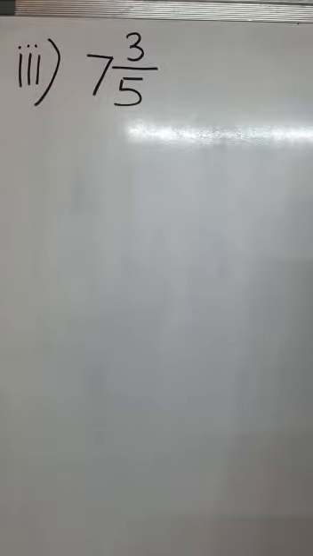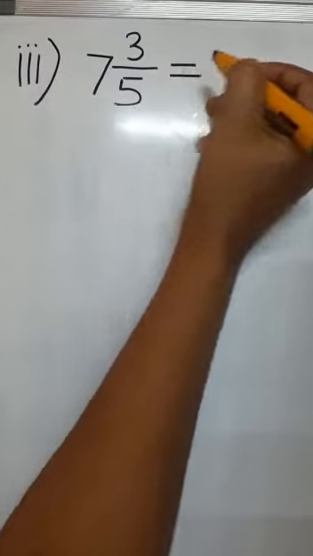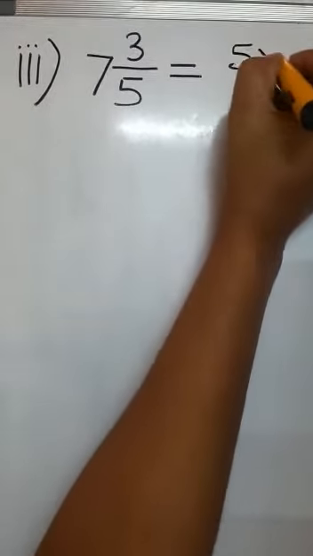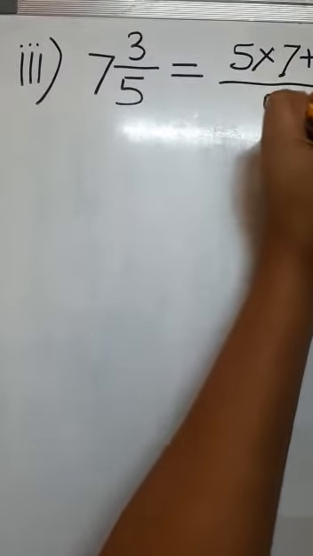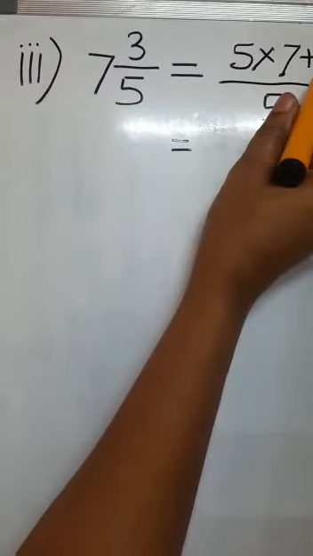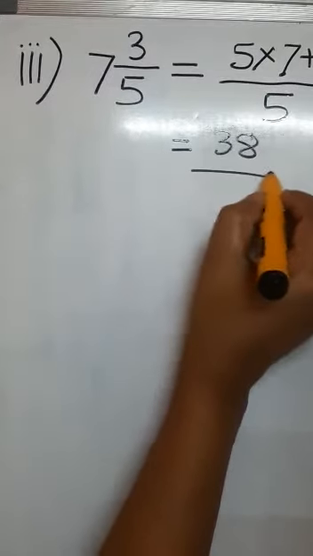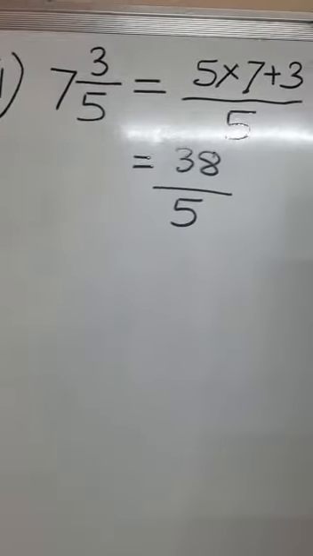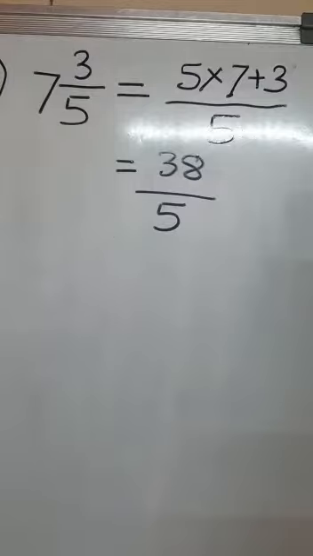Now if the sum is a mixed fraction, then what you have to do is first convert that mixed fraction into a simple fraction. So here 5 into 7 plus 3 upon 5, which is equal to 5 7s are 35. 35 plus 3 is 38. So 38 upon 5. And then you can divide this sum as we have divided earlier.